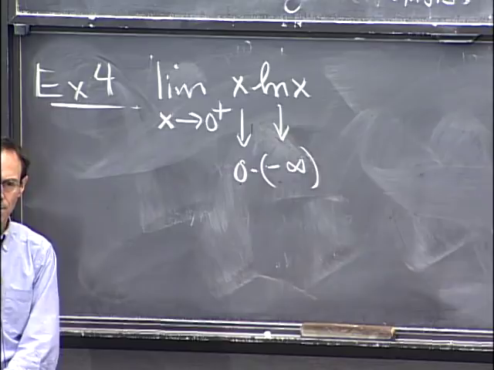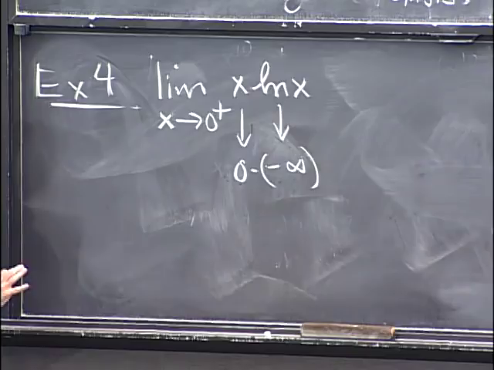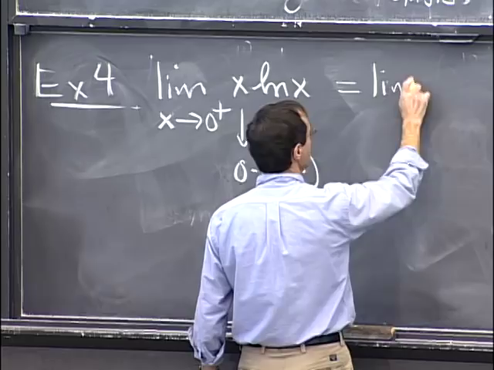So that's an indeterminate form because we don't know whether the 0 wins or the infinity wins. This could be getting smaller and smaller, and this getting bigger and bigger. The product could be anything in between. We just don't know. So the first step is to write this as a ratio of things rather than a product of things.